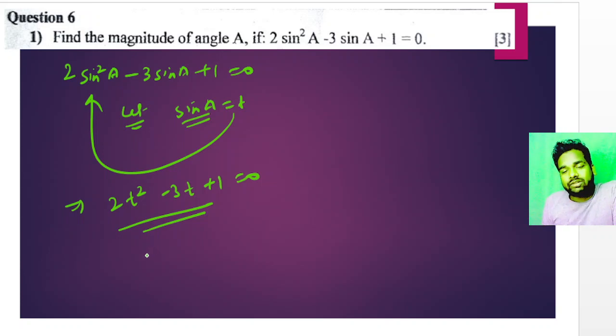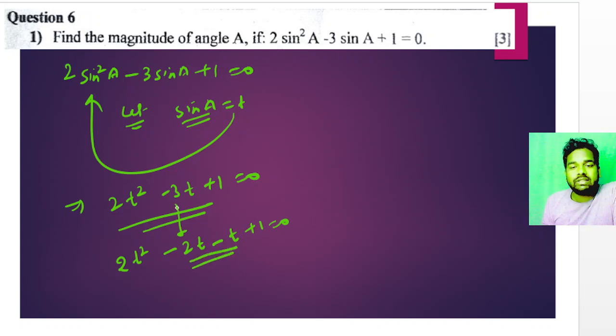Now factorize this as 2T square minus 2T minus T plus 1 is equal to 0. You can write it this way because minus 2T minus 1T gives minus 3T. So it is 2T square minus 2T minus T plus 1 is equal to 0.